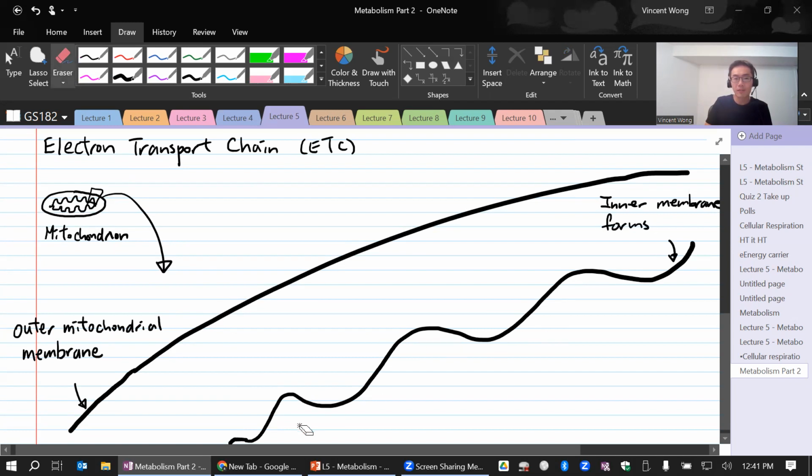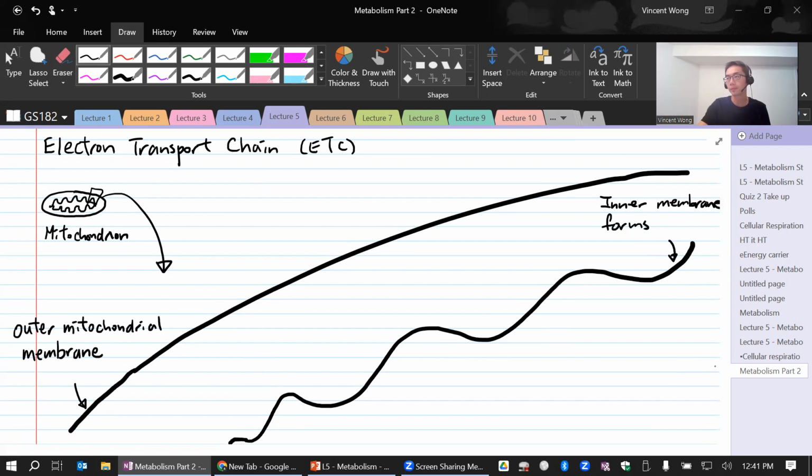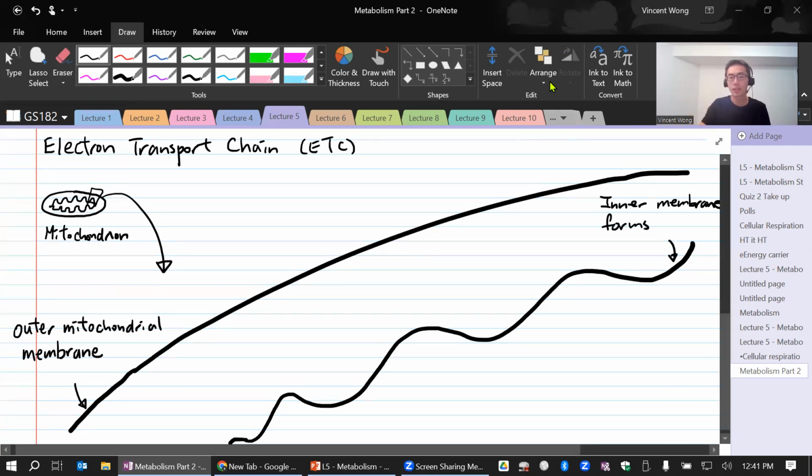And what does it form? What does the inner membrane form? These wavy foldings. What do we call that? Cristae. The cristae, that's correct. Right, and the purpose of the cristae is to increase surface area for reaction.